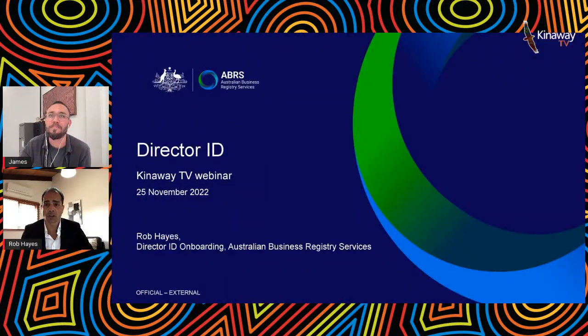Today's session, as James had mentioned, is on director identification. We are very rapidly approaching the deadline for directors to apply for their director ID, being the 30th of November 2022. Next week is the deadline for company directors. The session this morning will provide a bit of an overview of the director ID service, how to go about applying. And we also want to provide some time to answer any questions that you might have in relation to Director ID.